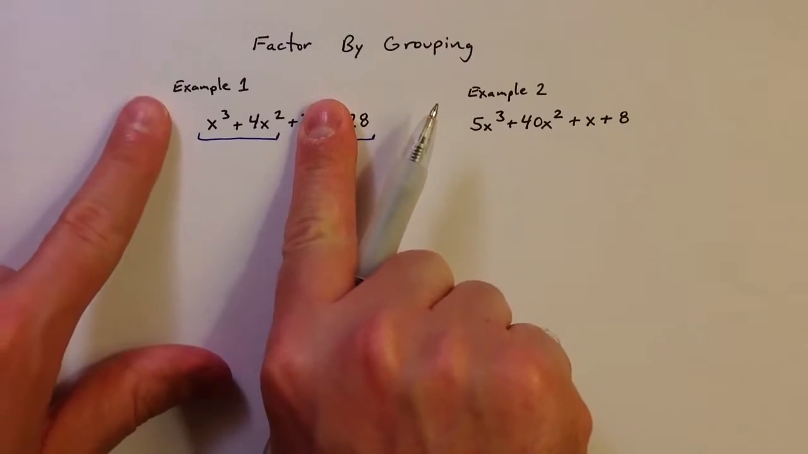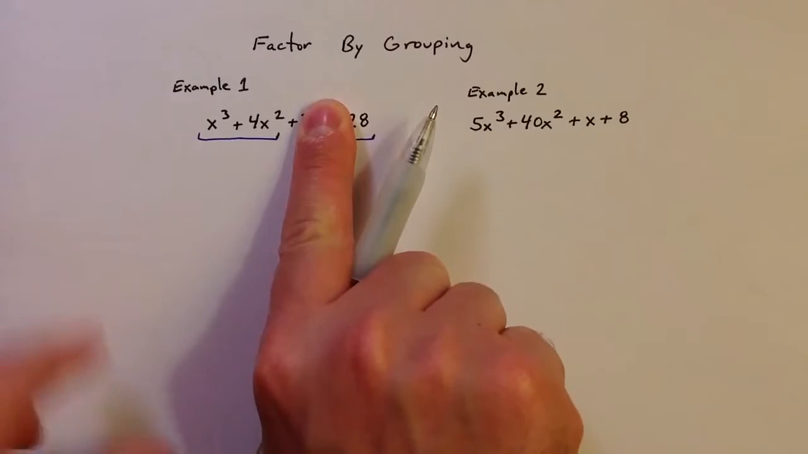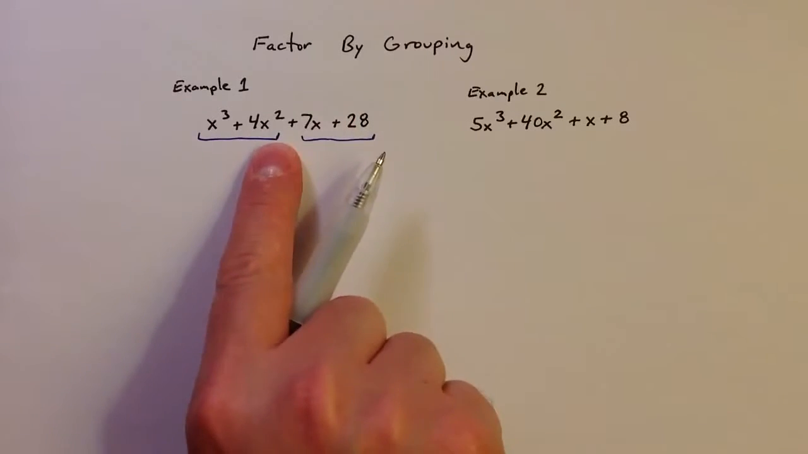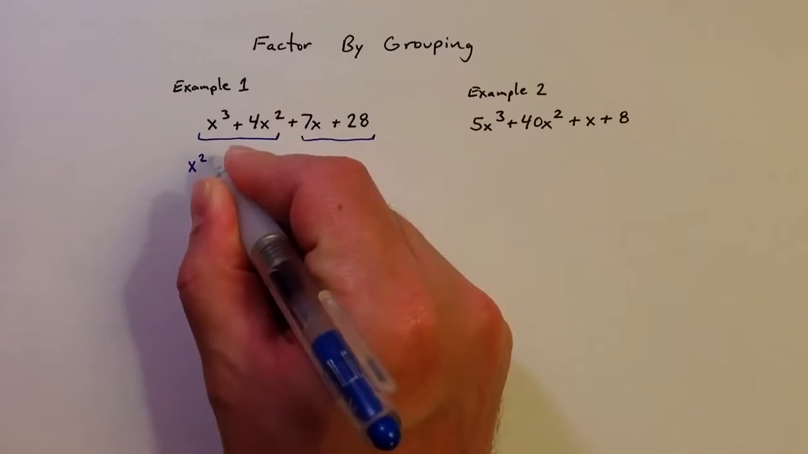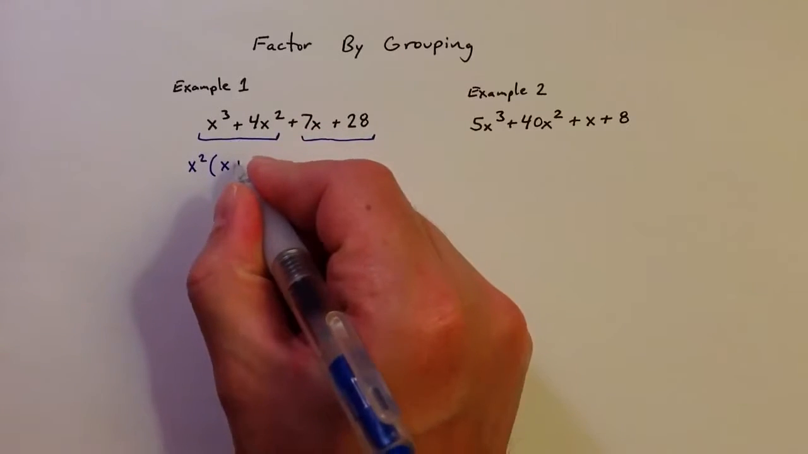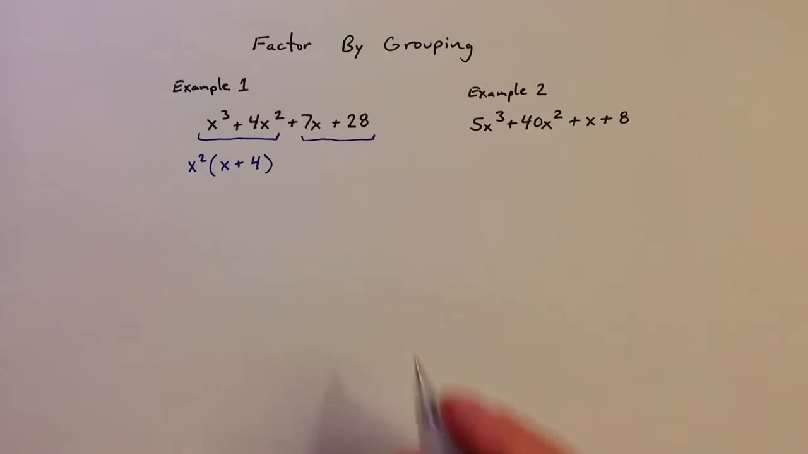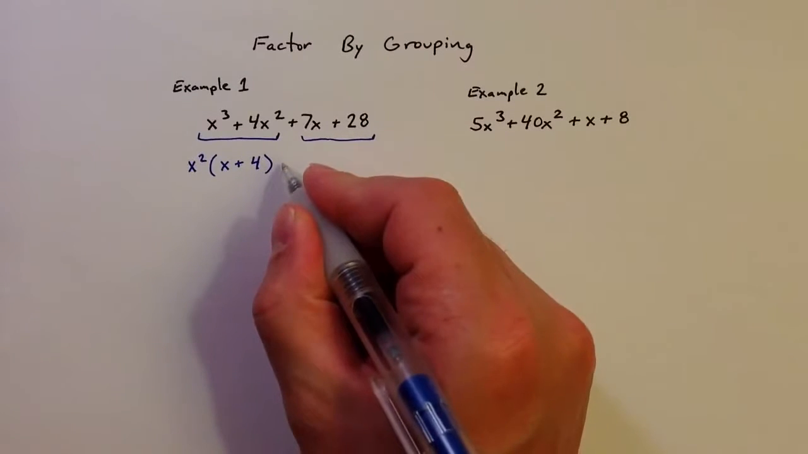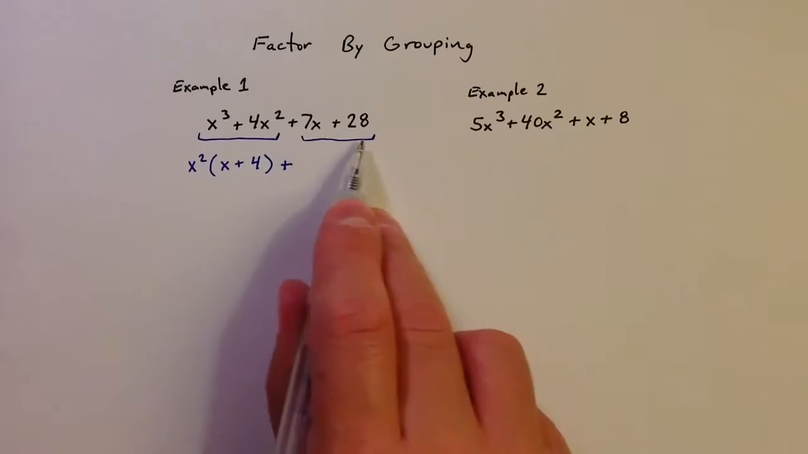If I look at this first example, the first 2 terms, x cubed plus 4x squared, have x squared as a common factor. So I could write this as x squared, and then in parentheses, x cubed leaves an x behind, and 4x squared would leave a 4 behind. And now to write an equivalent expression, I'm going to put a plus sign next, and look at what comes afterwards. So I have 7x plus 28.